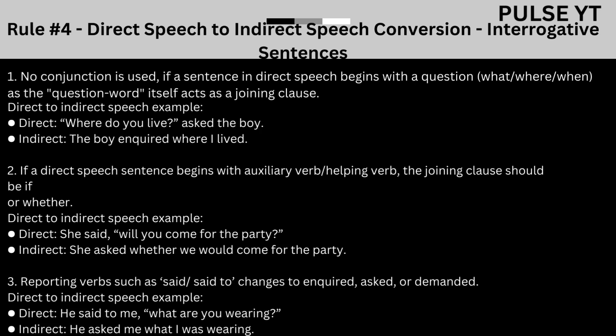2. If a direct speech sentence begins with an auxiliary verb or helping verb, the joining clause should be if or whether. Direct to indirect speech example. Direct: She said, "Will you come for the party?" Indirect: She asked whether we would come for the party. 3. Reporting verbs such as said to change to inquired, asked, or demanded. Direct to indirect speech example. Direct: He said to me, "What are you wearing?" Indirect: He asked me what I was wearing.